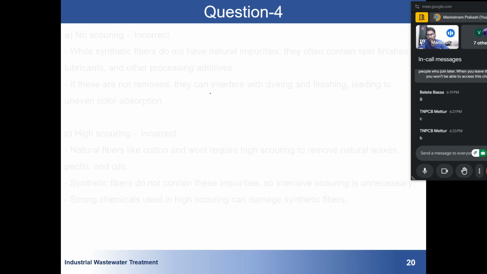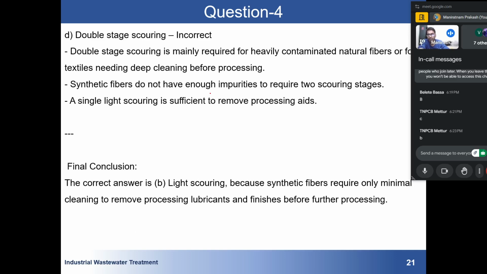Then we have double stage scouring. If you have gone through the lecture, you might have seen that if our raw material is highly contaminated with natural impurities, then in that case we have to do double stage scouring. So the correct answer was B. Only a small amount of scouring is done so that the little amount of impurities present there can be removed.